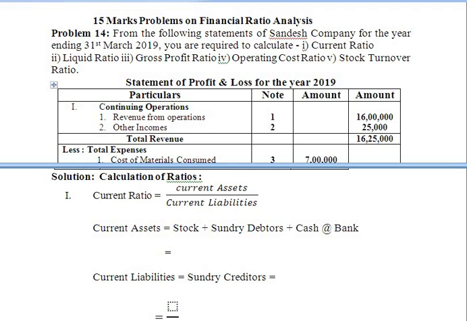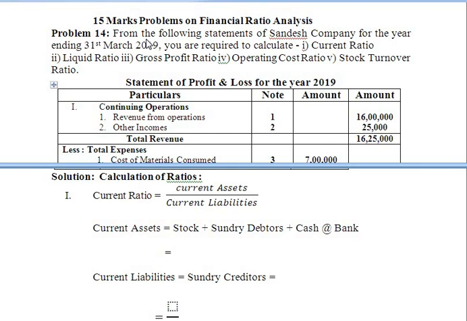In today's class, we are going to start with 15 marks problems on financial ratio analysis. This is problem number 14. This problem has appeared in the November-December 2019 RCU examination. I will read the problem first.